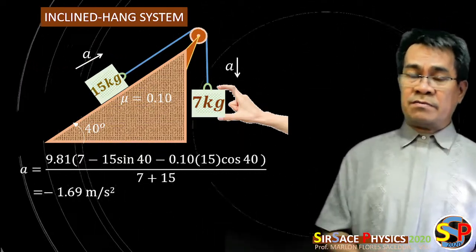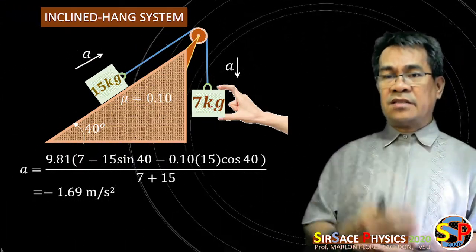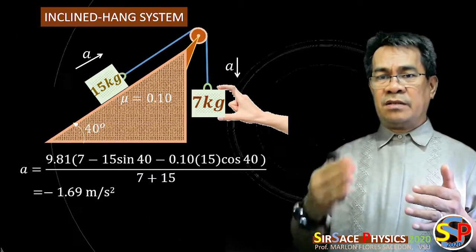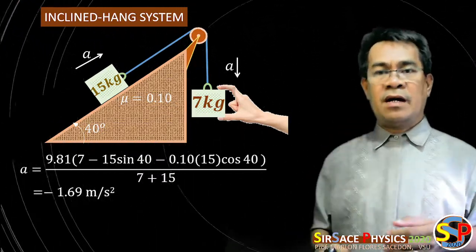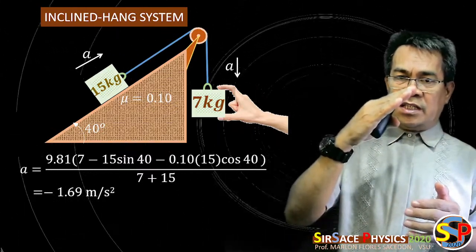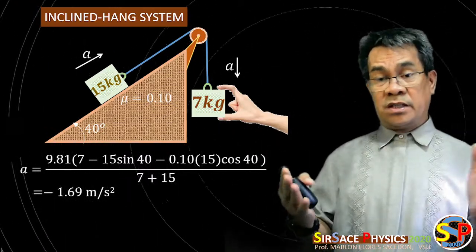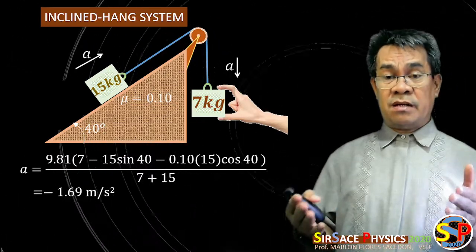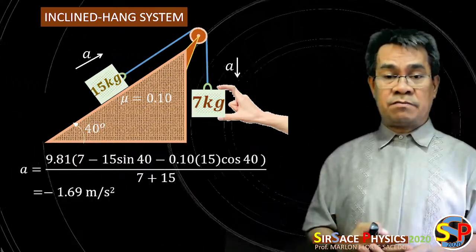So what's the meaning of that? Since the answer is negative, it follows that there is no way the 15 kilogram mass will climb up the inclined plane. Hence, there's a possibility that it will move downward, or maybe it is at rest. So it depends upon the situation, the result.